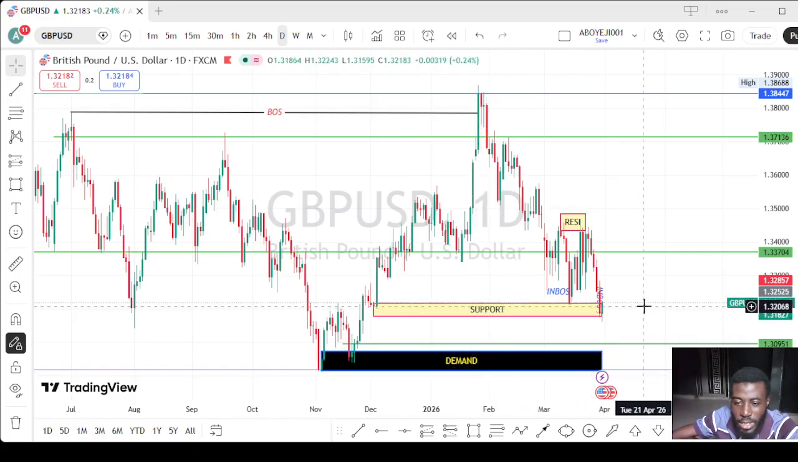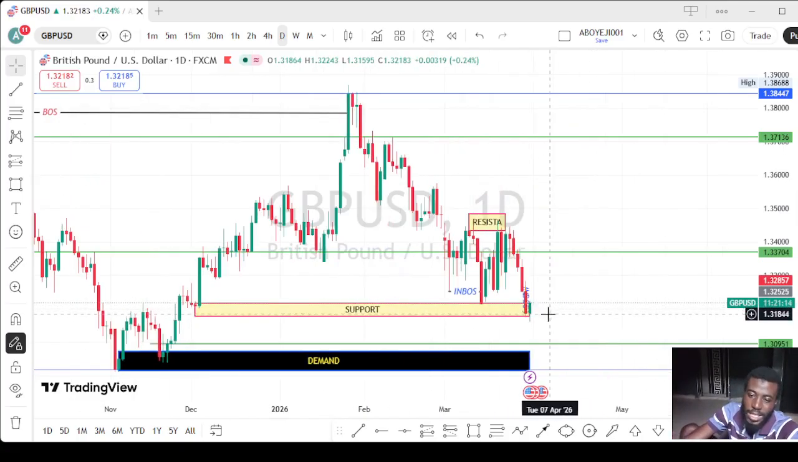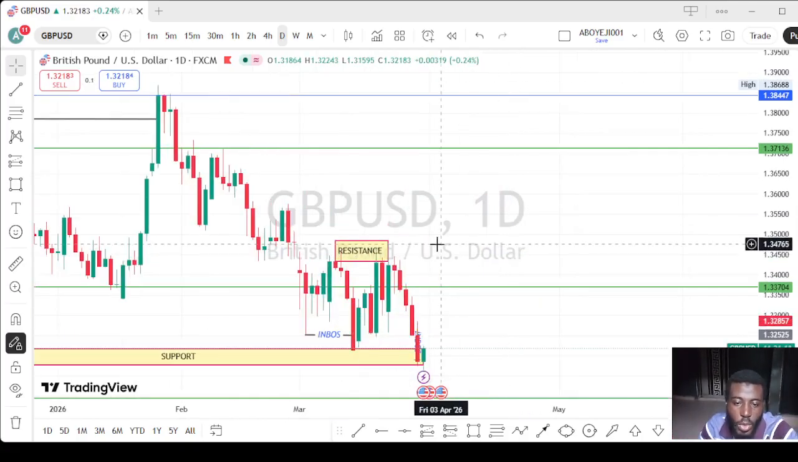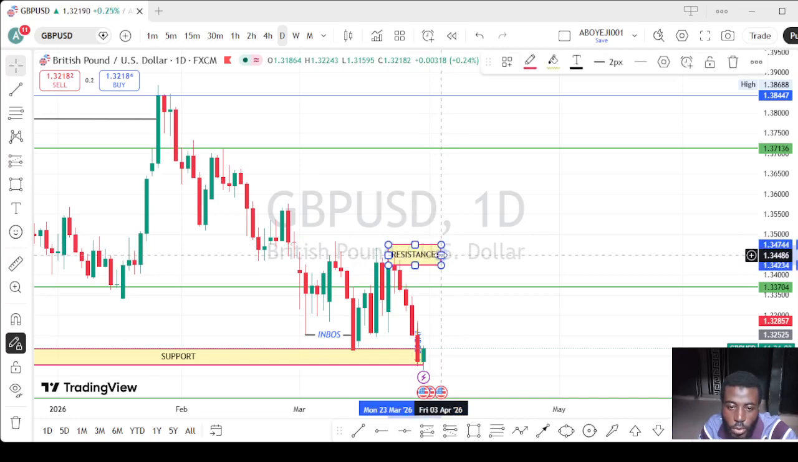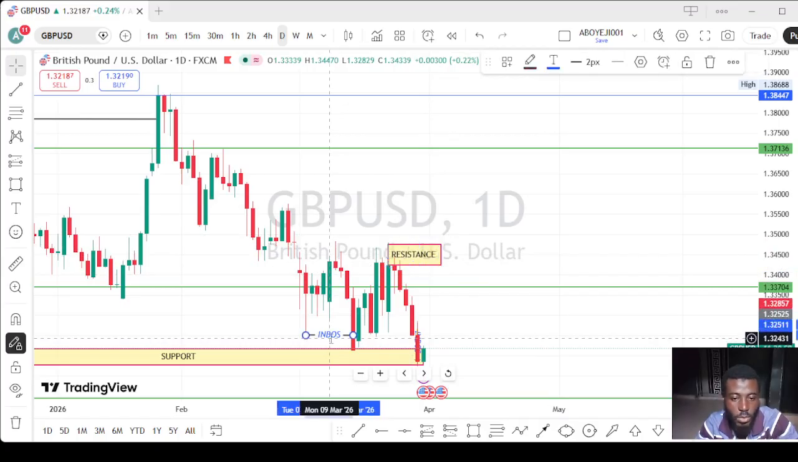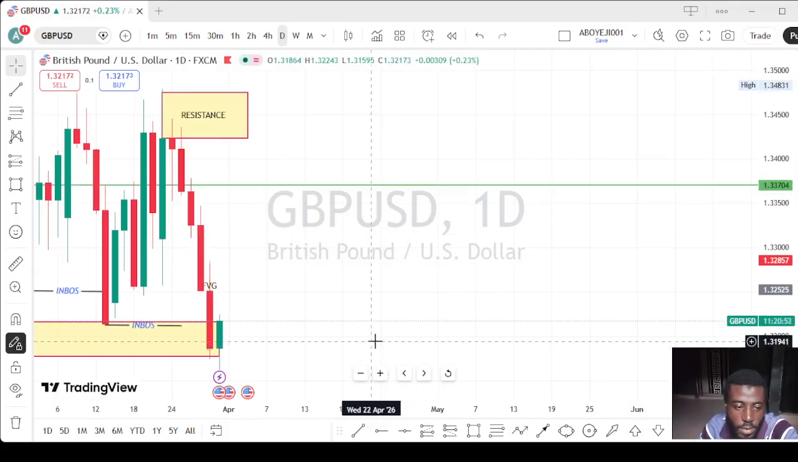And if you can see, this minor demand has turned to support. And this support on the daily time frame, what we are seeing at this resistance is now, this has turned to supply. Resistance has turned to supply now, because it has given us the recent break of structure that we want. On the daily time frame, you can see the recent break of structure.